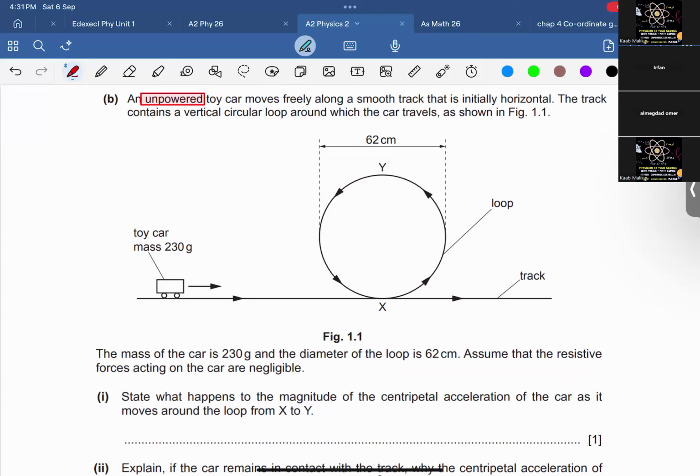At point x and at y, or throughout the circle? Both points. Which force will be responsible for the circular motion? Normal reaction force. Very good. The normal reaction force or the contact force.